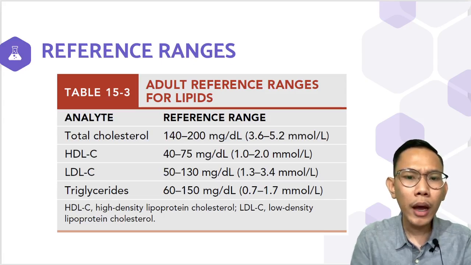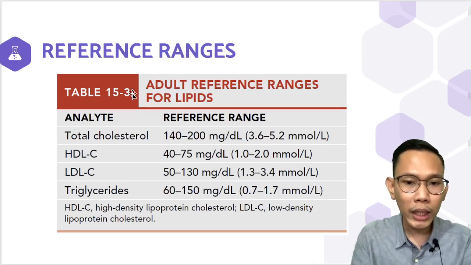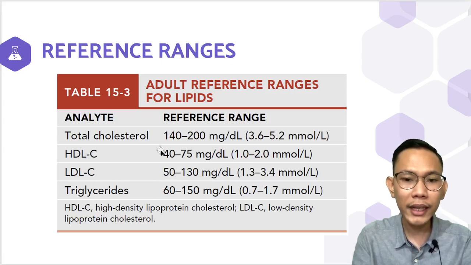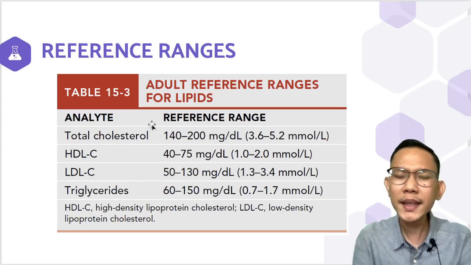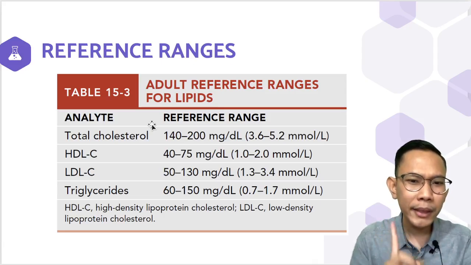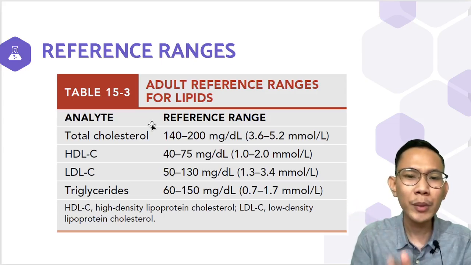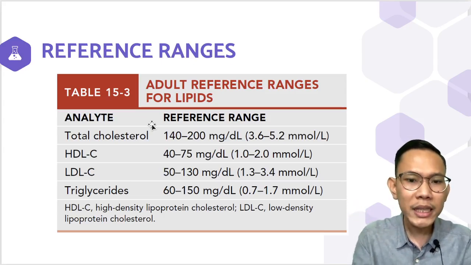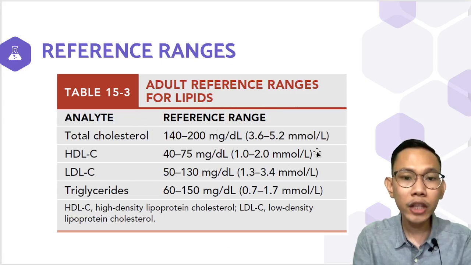So, these are now the different reference ranges of your lipids for your adult. Total cholesterol with these values, HDL with these values, LDL and triglyceride. Again, magdedepende kasi yan sa different laboratory, no? Kung anong machine na ginamit nila, it's gonna be their specific range. Magdedepende talaga yan sa machine. But generally speaking, this is the reference range, normal reference range of your lipids.